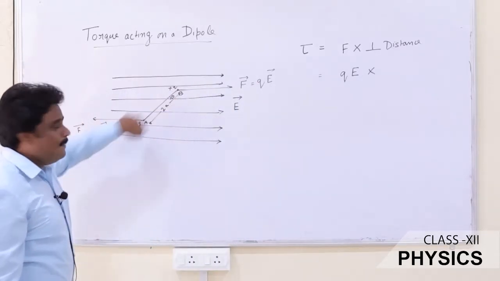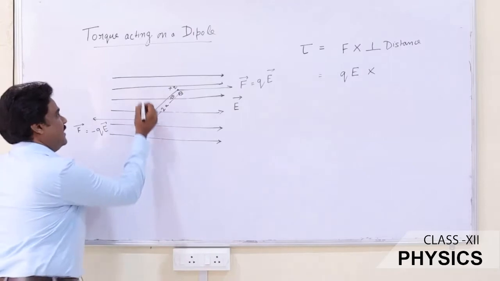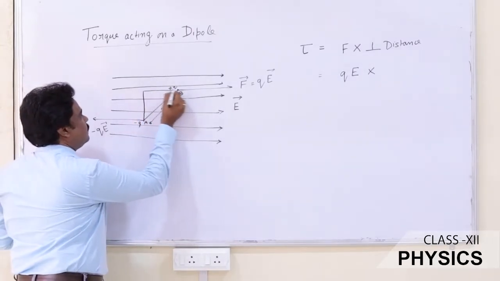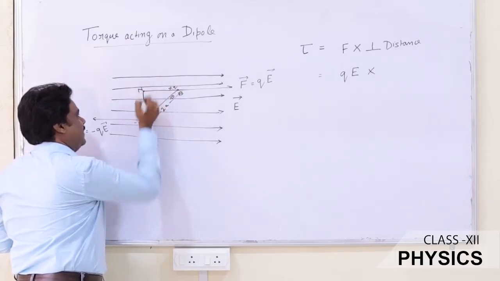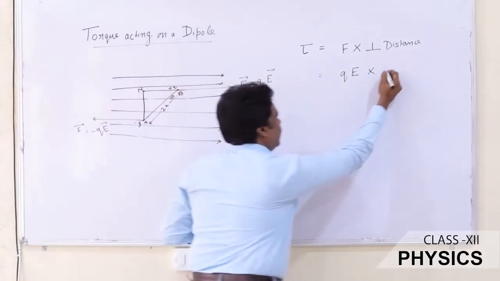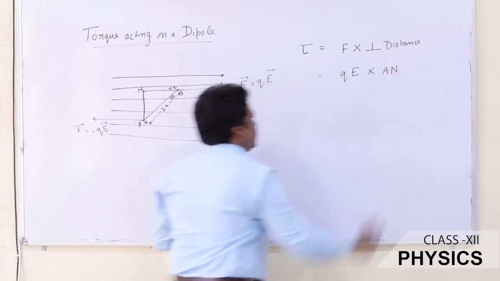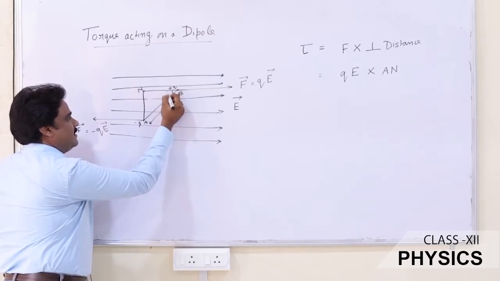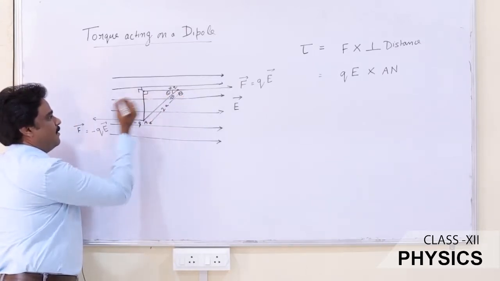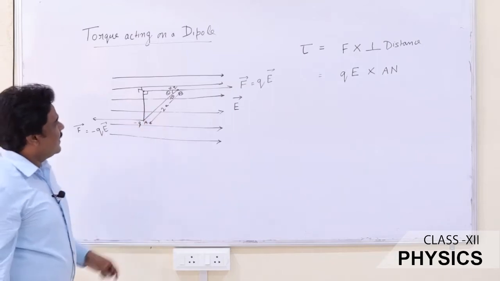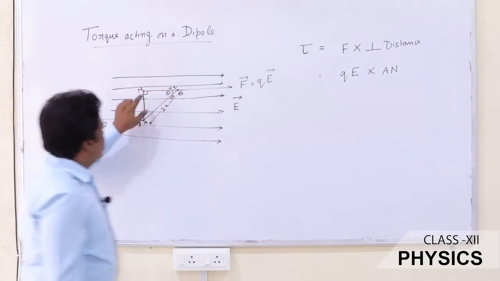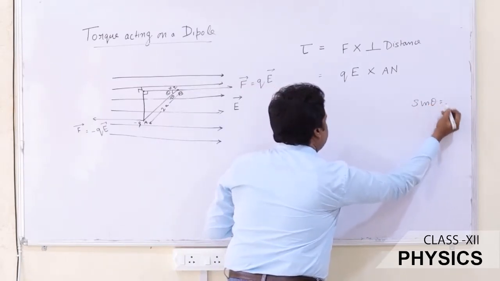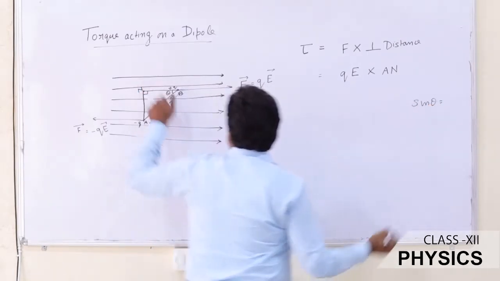Into, what about the perpendicular distance? Once again, AB is not the perpendicular distance. So to get the perpendicular distance, I am going to do a construction like this. Then I am going to mark this as N. Then AN represents the perpendicular distance. Now, geometrically, if this is theta, I can mark this angle also as theta, and obviously this will be 90 degrees. I can apply the concept of trigonometry. What is sine theta from that right triangle? Sine theta is AN by 2A.